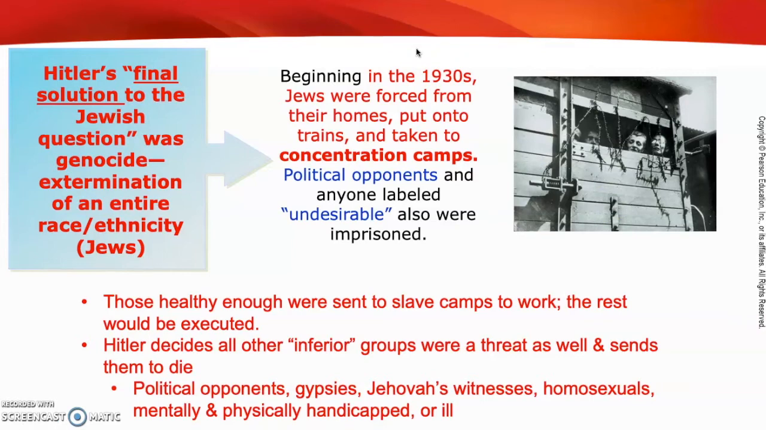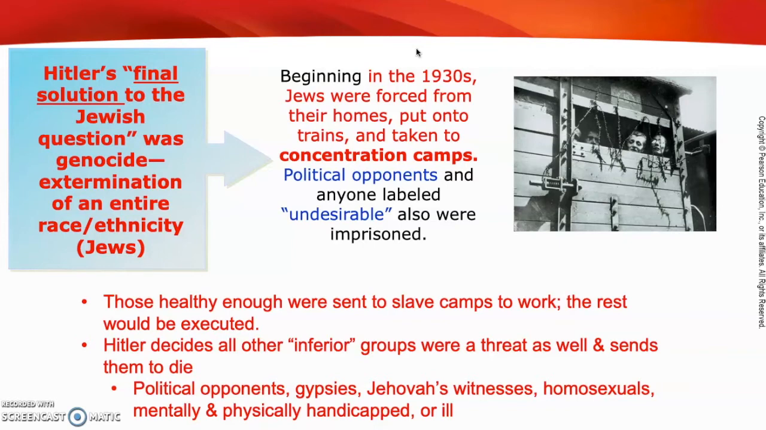Also, anyone who was labeled undesirable was thrown into jail or put in a concentration camp. If you were healthy enough, you were sent to a slave camp to work. If you were not healthy enough to work, you would be executed or killed.